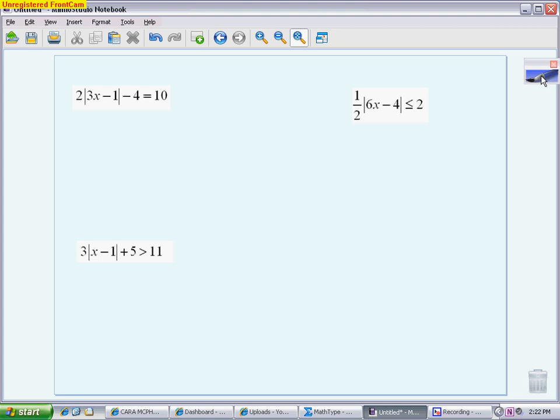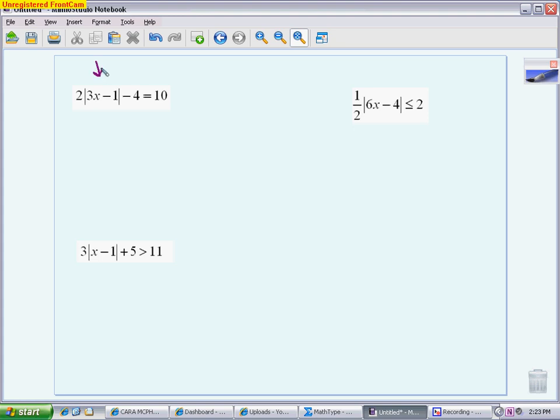Here are three problems from the final section in Chapter 1, which is solving absolute value equations and absolute value inequalities. So we're going to start with the one in the upper left corner, which is an equation. The directions only say solve. There is no graphing that has to be done with an equation.